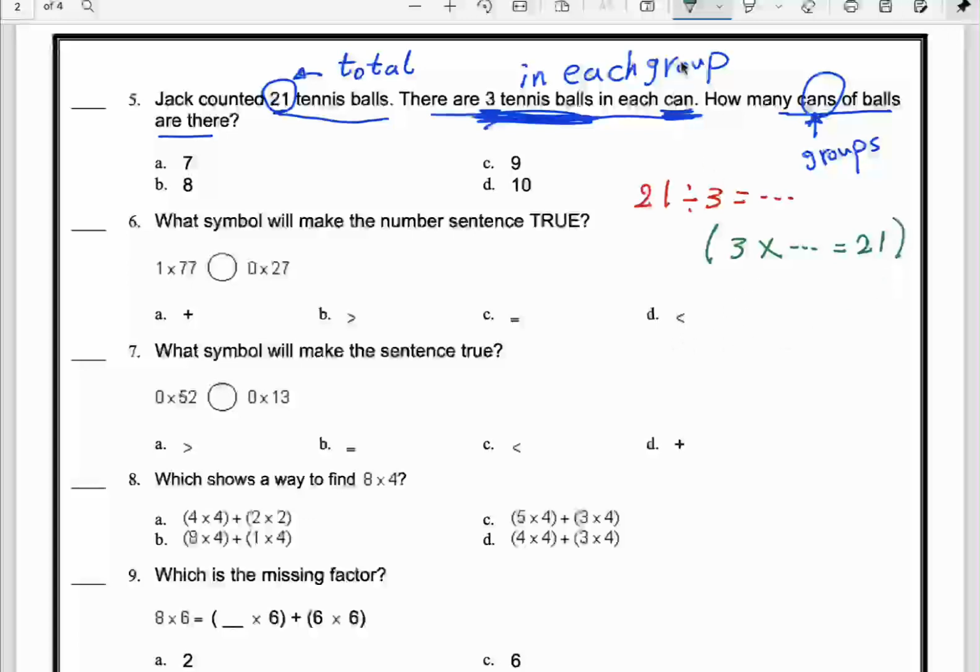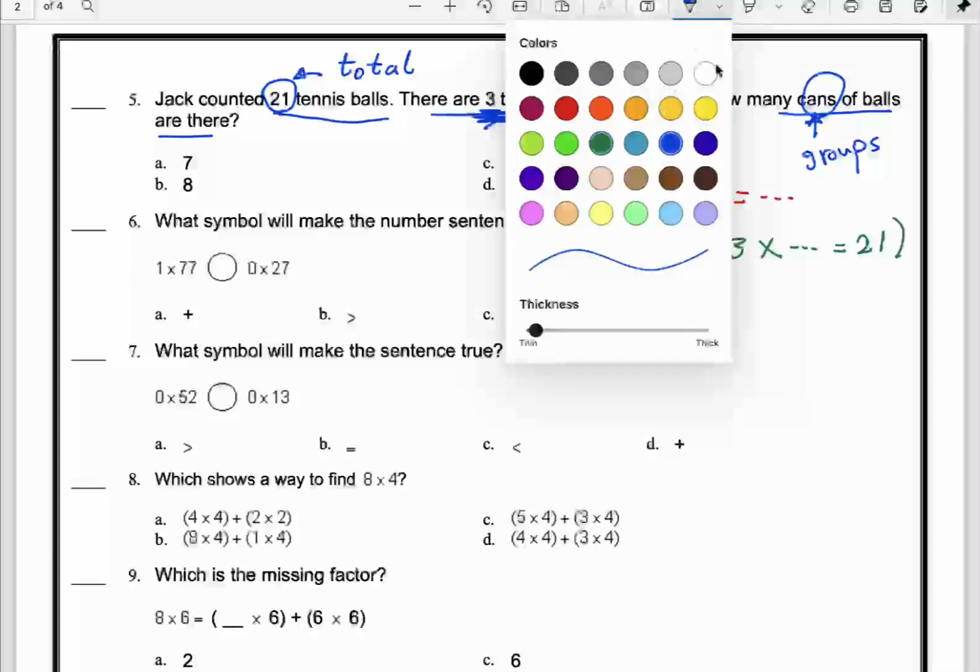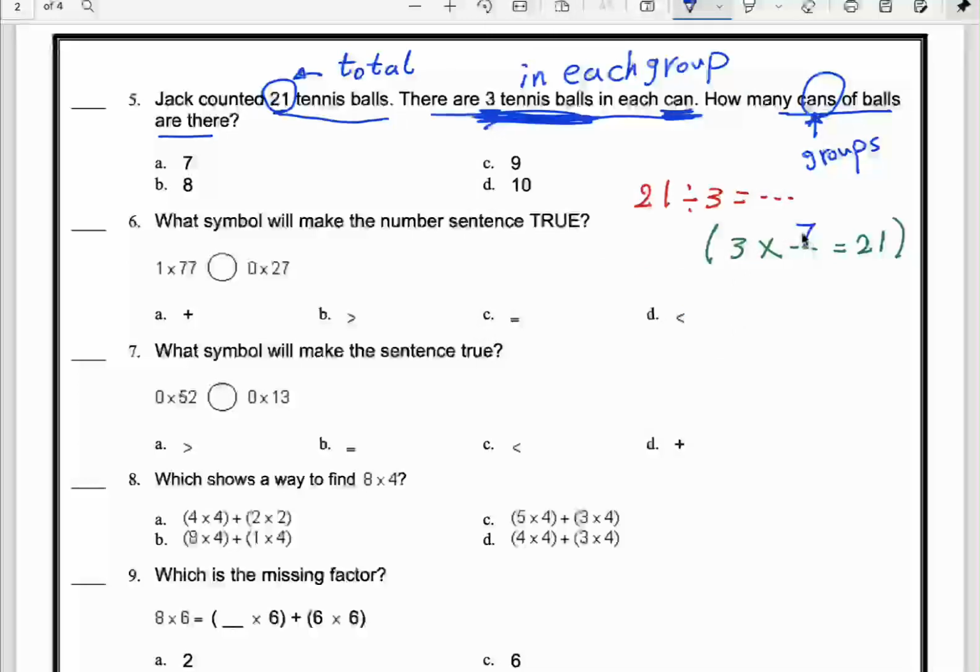Of course, we know that the answer is 7. 3 multiplied by 7 is 21. So 21 divided by 3 equals 7. So the correct choice is letter A. Any problems with this question? No. If you don't have any problems, do not use your mics.